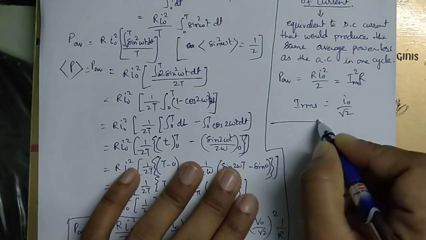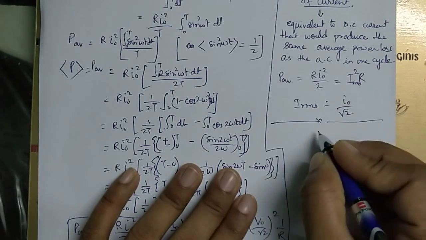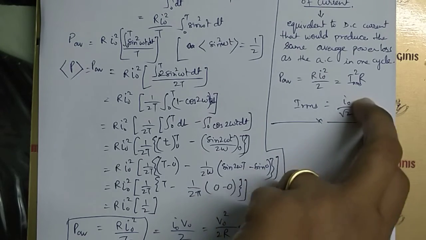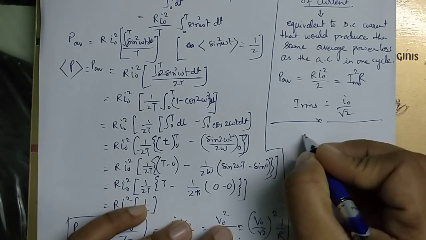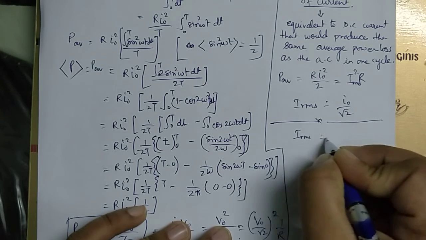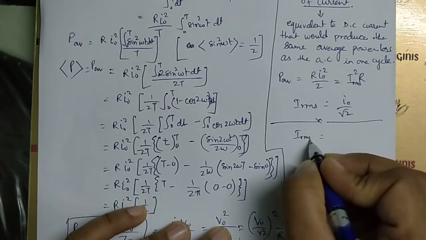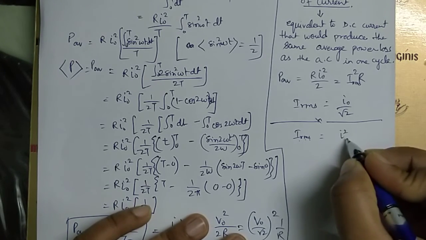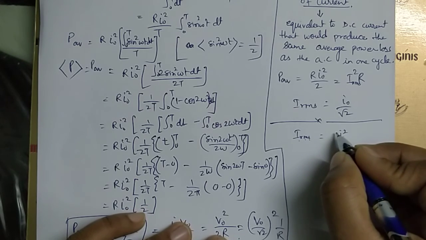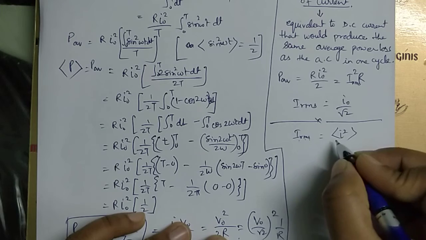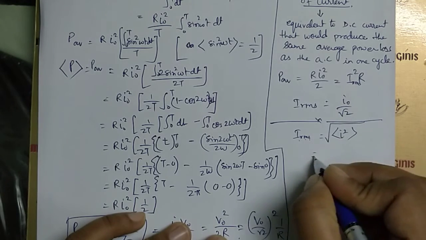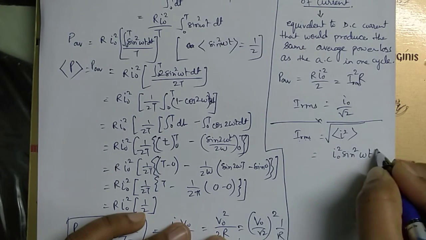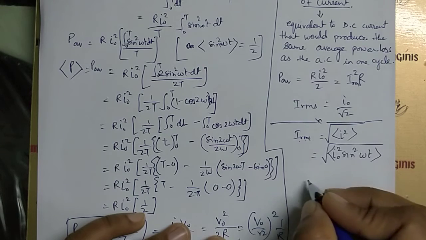Now when the expression for current or voltage is given, how to find the RMS value? This is one way: you find average power and equate it to this one. Another direct method to find IRMS or VRMS is to just take the square first, then the mean, and then the square root. So square of instantaneous current I square, then mean, so mean will be its average value, and then square root. So I square will become I naught square sine square omega t. Mean is this and square root is this. This is the root mean square value.